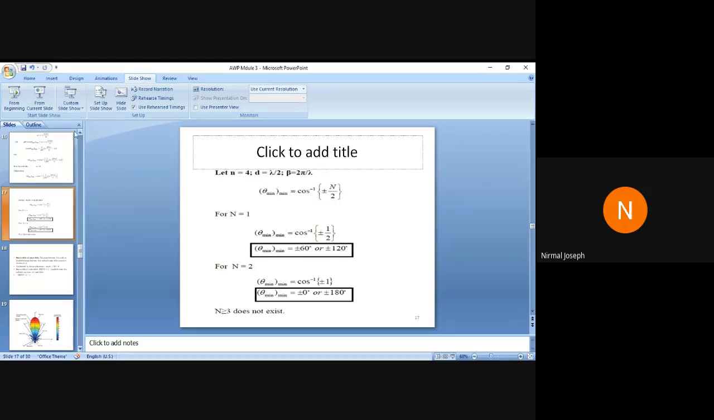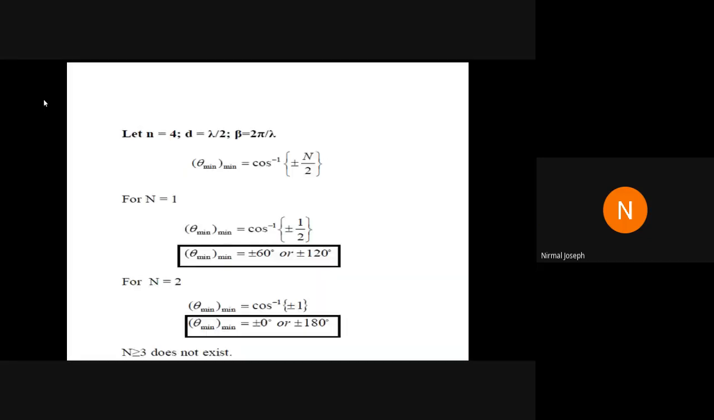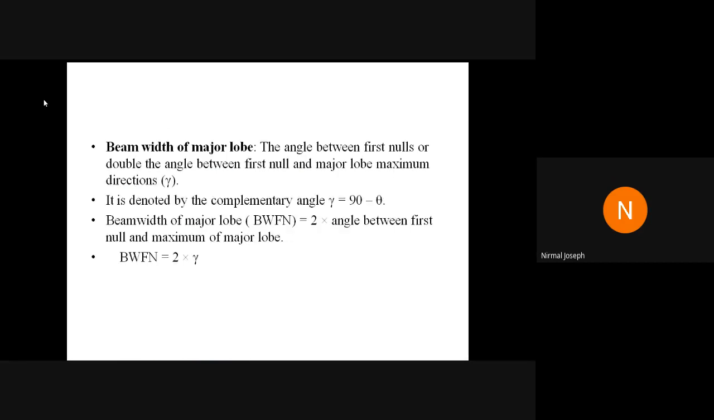So we have already completed finding the direction of maxima of the minor lobe and the direction of minima of the minor lobe. Now we want to find the beam width of the major lobe. The angle between first nulls, or double the angle between the first null and major lobe maximum, is the beam width of the major lobe. It is denoted by the complementary angle γ equal to 90 minus θ. Beam width of the major lobe is given as 2 into the angle between the first null and the maximum of the major lobe.